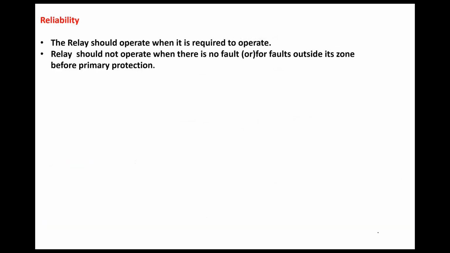The next feature of the relay is reliability. What is reliability? The relay should operate when it is required to operate. The relay should not operate when there is no fault. It should operate when there is a fault, and it should not operate when there is no fault. If it starts operating without any fault, then it is called nuisance tripping, which is a big headache many times, especially in rainy seasons. Understand? There will not be any fault, but the relay continuously keeps on tripping. Such trips are called nuisance tripping. It affects the reliability of the system.